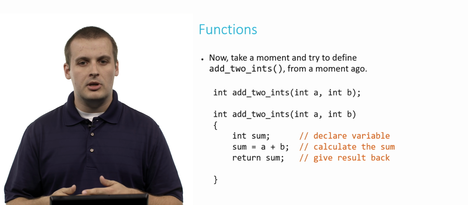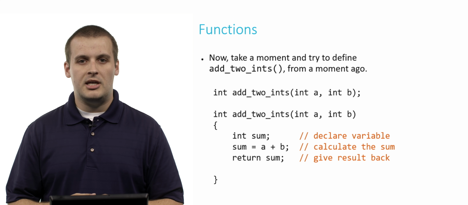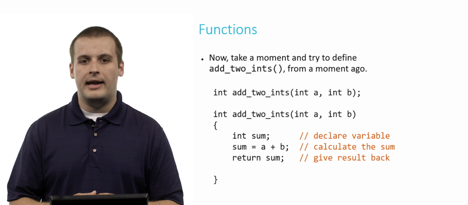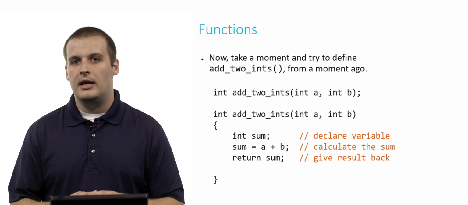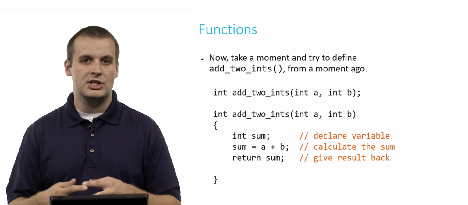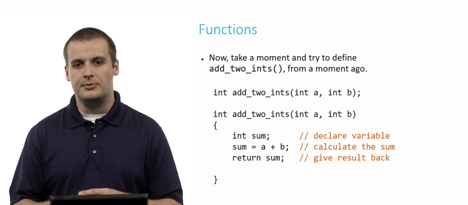So I declare a variable called sum of type int. I say sum equals a plus b. That's where I'm actually doing the work of adding a and b together. And I return sum. And that makes sense because sum is a variable of type int, right? And what's the data type that this function tells me it's going to output? Int. So I'm returning sum, which is an integer variable. And that makes sense given what we've declared and defined our function to do.